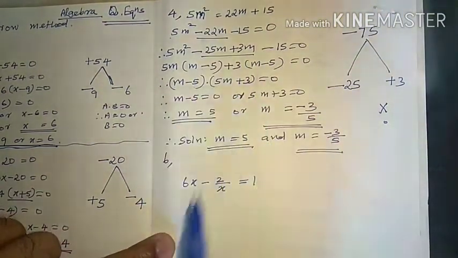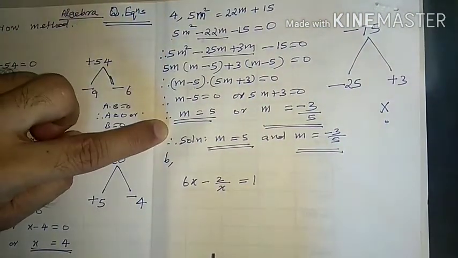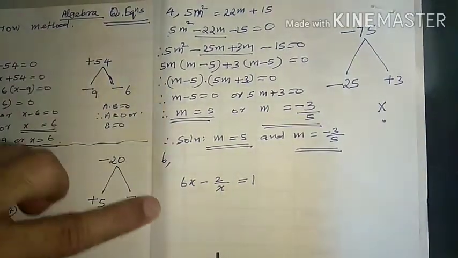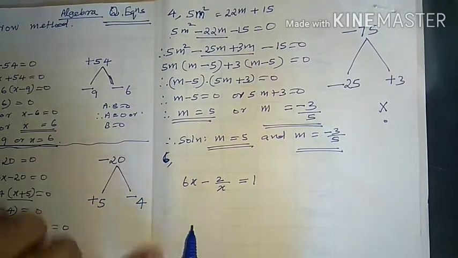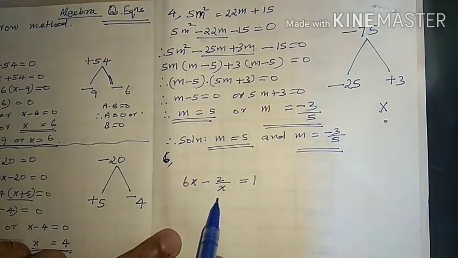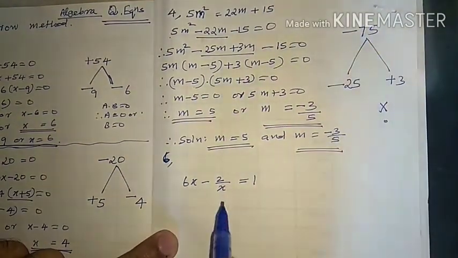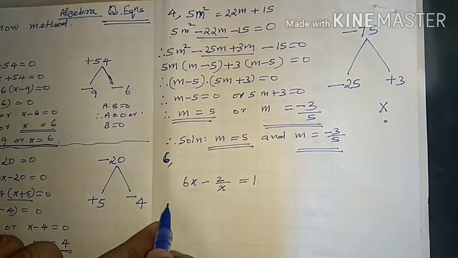So that's question number 4. How to work it out? How to solve this? Now here, question number 6. x is there in the denominator, which we don't like at all. We don't want x in the denominator.